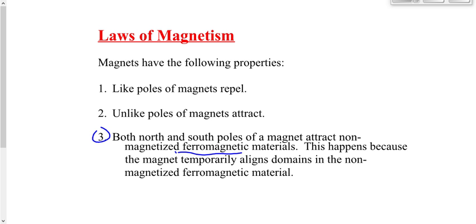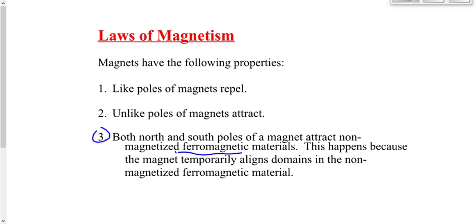What's going to happen if I bring a magnet near a board marker? Nothing. Magnets don't attract non-magnetized materials. Magnets attract non-magnetized ferromagnetic materials. And why does it have to be ferromagnetic? Because we have to be able to get that temporary alignment of domains, just like we have to get that temporary separation of charge with electricity.